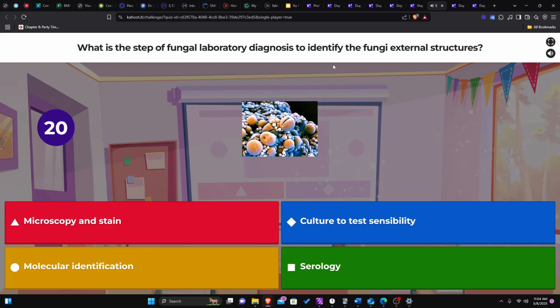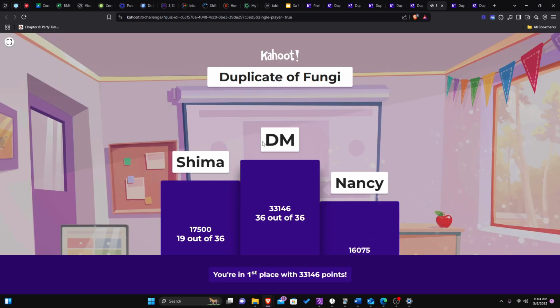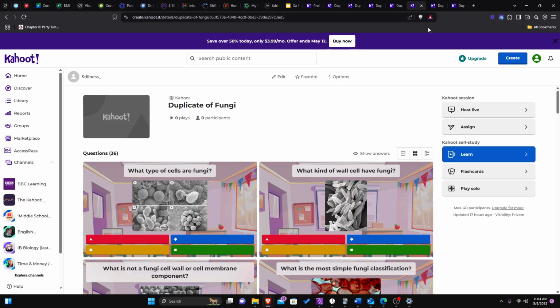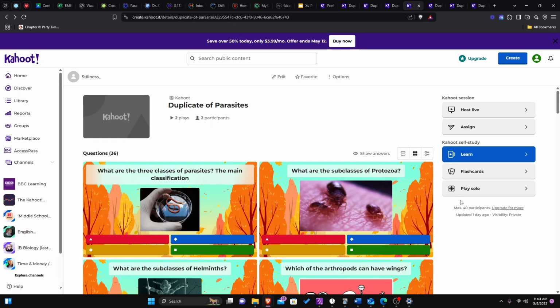And this one, you might think that it's also molecular identification because we're trying to identify, but the keyword here is external structures, which it has to refer to serology. That's all of them for fungi. Now we move on to parasites.